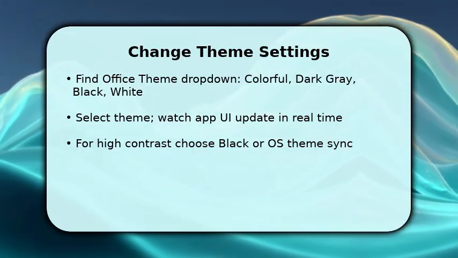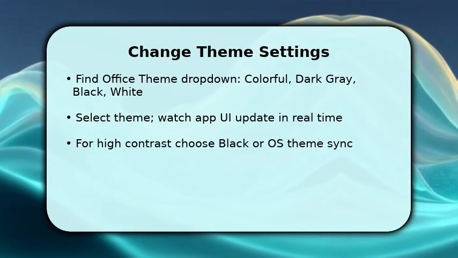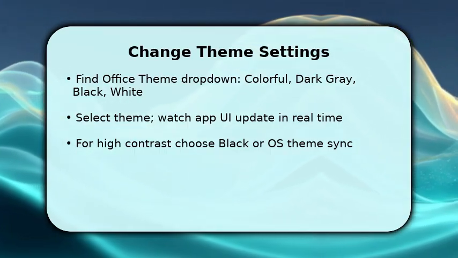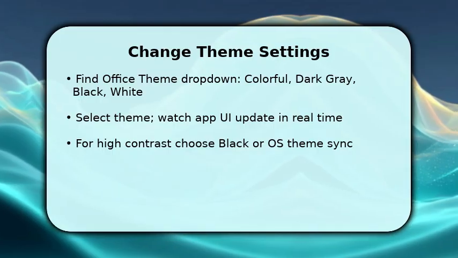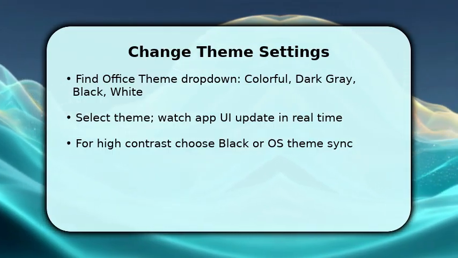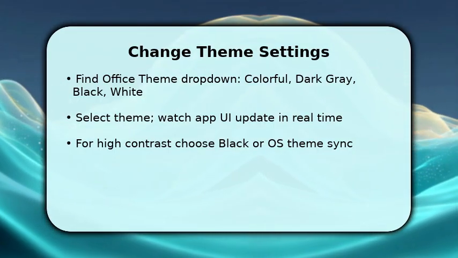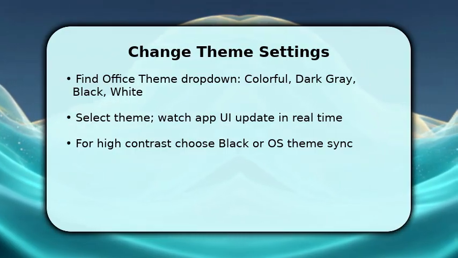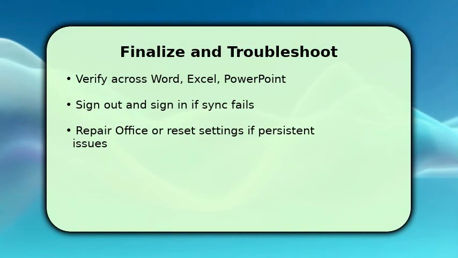If you want system-level consistency, toggle the option to use the Windows or Mac OS theme so Office follows OS dark/light mode. This avoids visual clashes and improves readability across monitors. Finish by checking Word, Excel, and PowerPoint to confirm the theme applied everywhere.